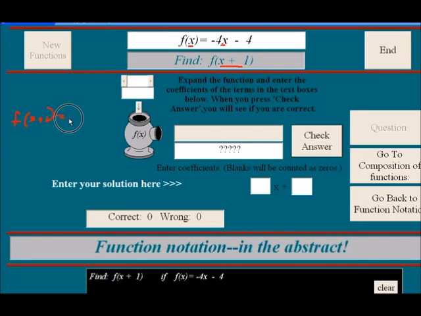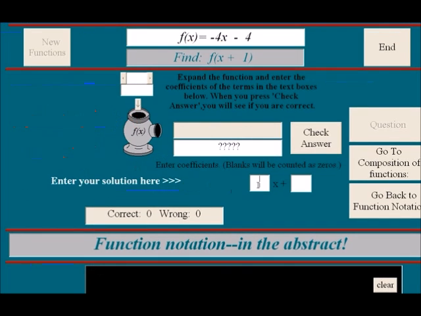is equal to negative 4 times x plus 1 minus 4. So it looks like that's equal to minus 4x minus 4 minus 4. So it's minus 4x minus 8. And I'm going to minimize this, minus 4x minus 8. And check my answer, and it says I'm right.